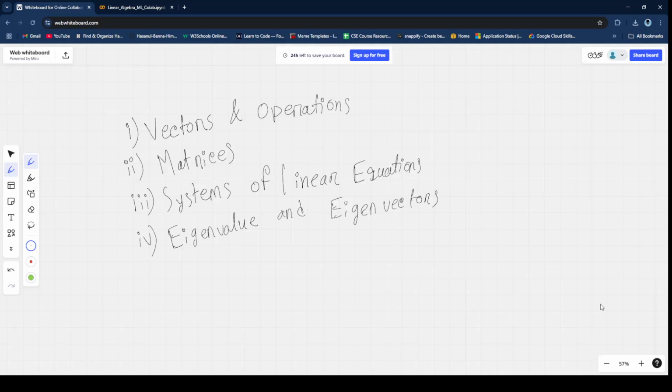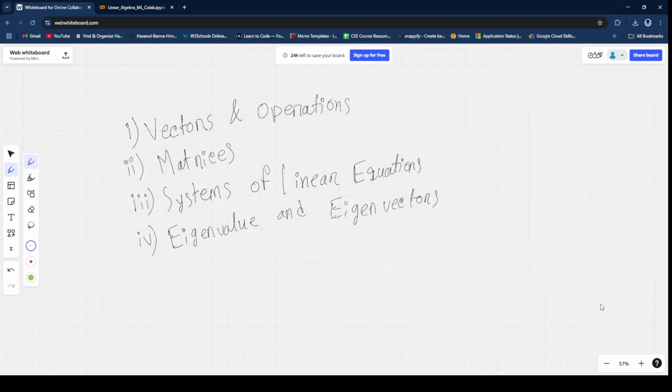Welcome to our new journey on mathematics for machine learning, where we will be learning all the mathematics needed for our machine learning journey. We will be starting from scratch and let's see till where we go.